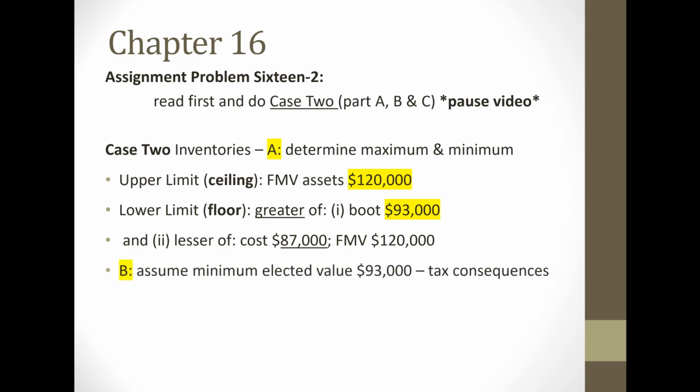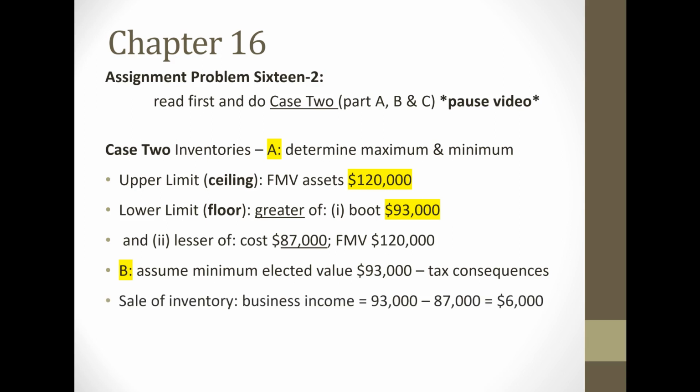Now in Part B, we're asked to determine the tax consequences if we elect the minimum value of $93,000. Now, if we elect the minimum value of $93,000, the $93,000 is going to be the deemed amount of what we receive from the disposition of the inventories.